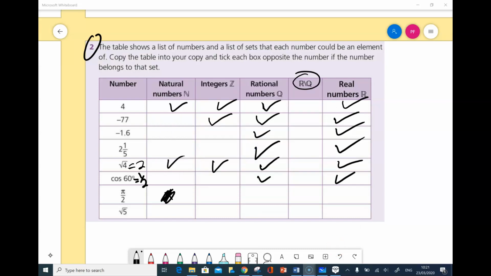It's not a rational number, it's an irrational number. So the ones with pi's are going to be irrational because pi itself is an irrational number. And the square root of 5 is not a natural number because it's not going to be whole. It's not whole, so it's not an integer. It is not a rational number. It's another one of those irrational numbers, but it's a real number. Pi over 2 is a real number as well.